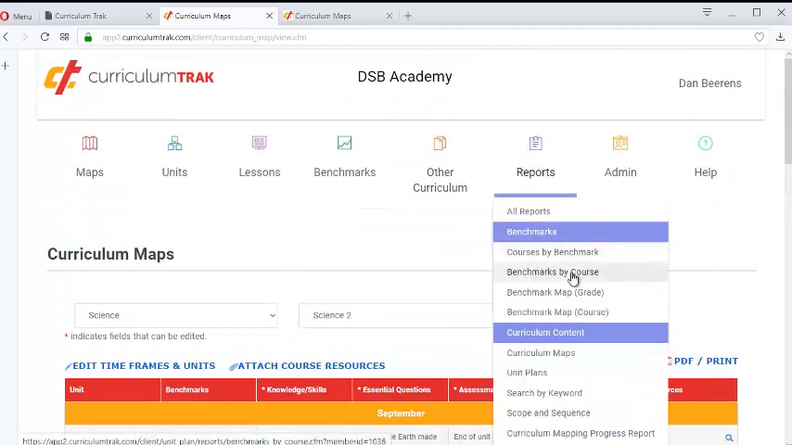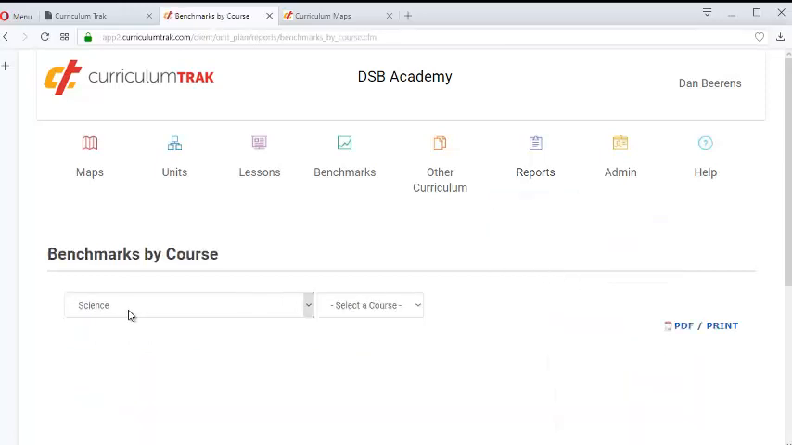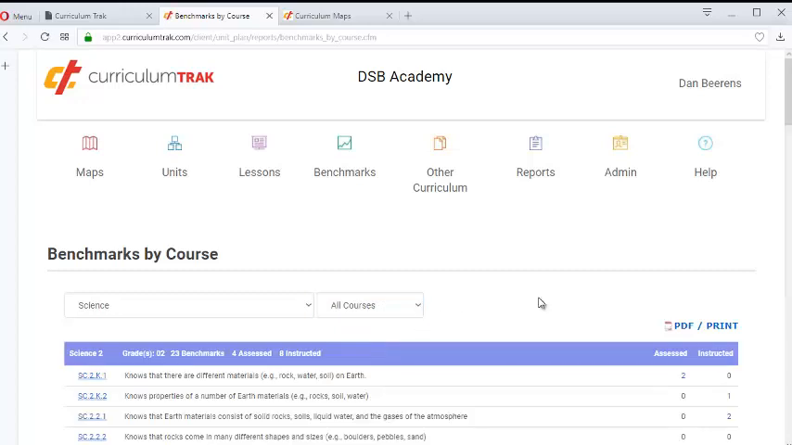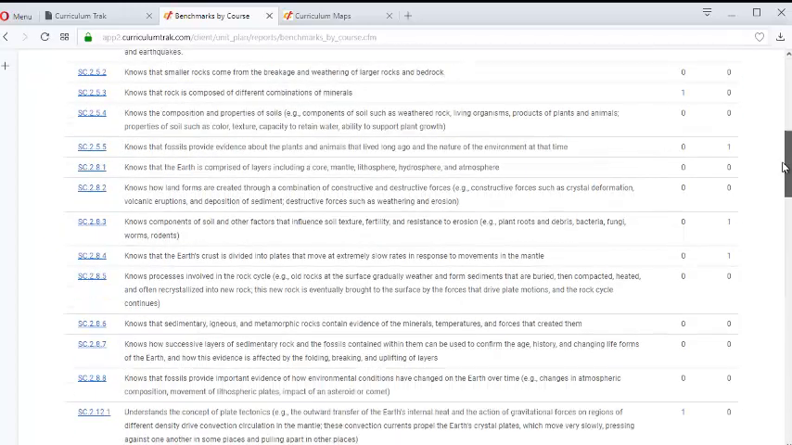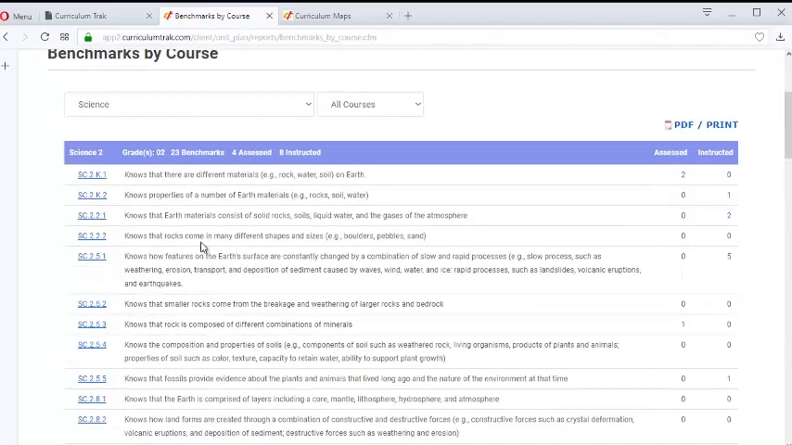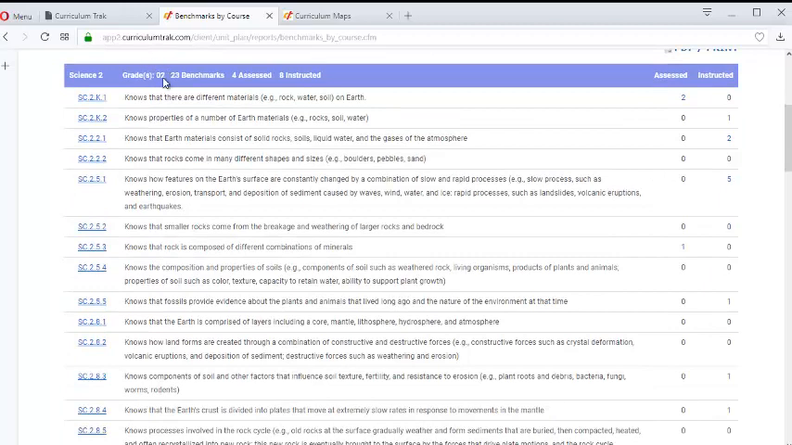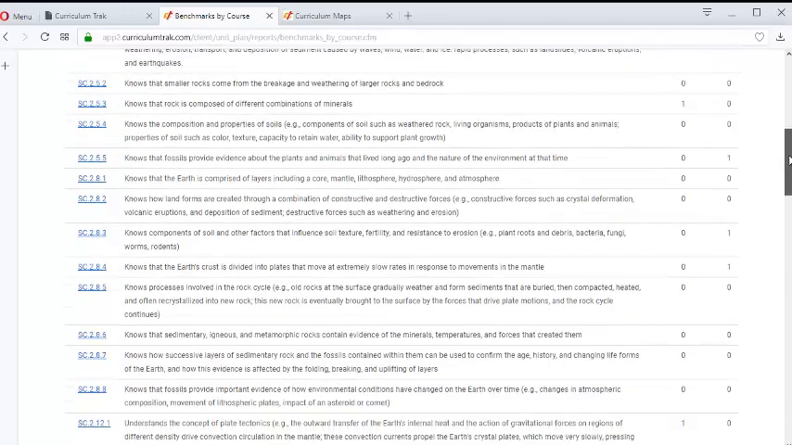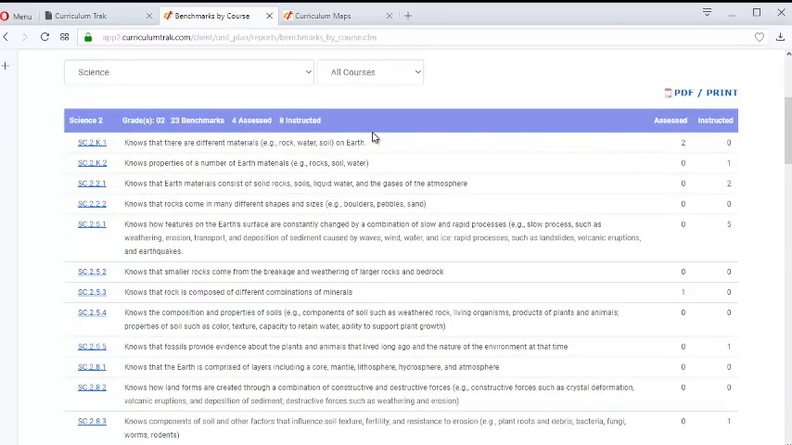The first report I want to look at that I feel is a very useful one is the benchmarks by course report. We're going to choose science, and I could choose a particular course, but I'm going to choose all of our science courses. Then it shows second grade, third grade, fourth grade, and so forth. If we look more closely at second grade science, notice that there are 23 benchmarks attached to second grade science. There are 23 benchmarks that the second grade teachers should be covering in their science curriculum.